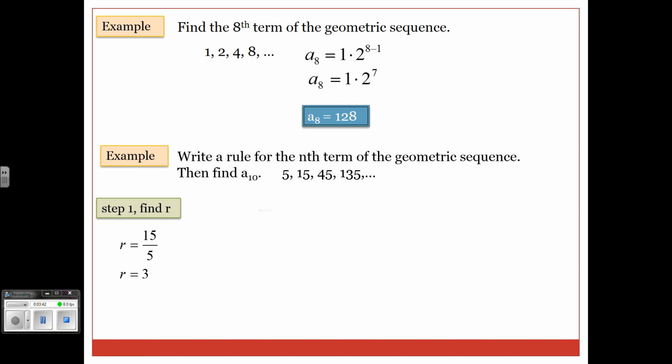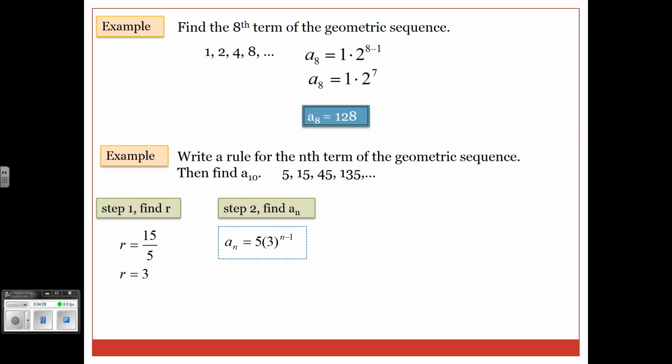All right, next part. We need to find our rule. So finding the rule is actually super quick and easy because we have everything we need and there's no simplification. So we just plug in everything that we have. We have the first term, which is 5. We have our common ratio, which is 3. And you just raise that to the exponent n minus 1. No simplifying, you're done. Pretty cool.